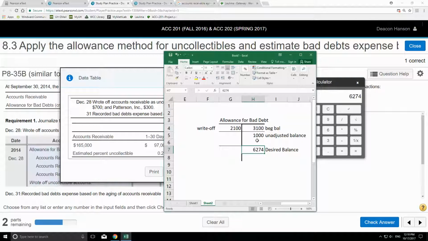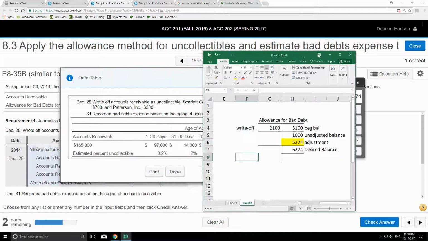6,274. So that means that our adjustment has to be 6,274 minus what's there already, 5,274. That number is derived. That's the number we're backing into. We're backing into that 5,274.